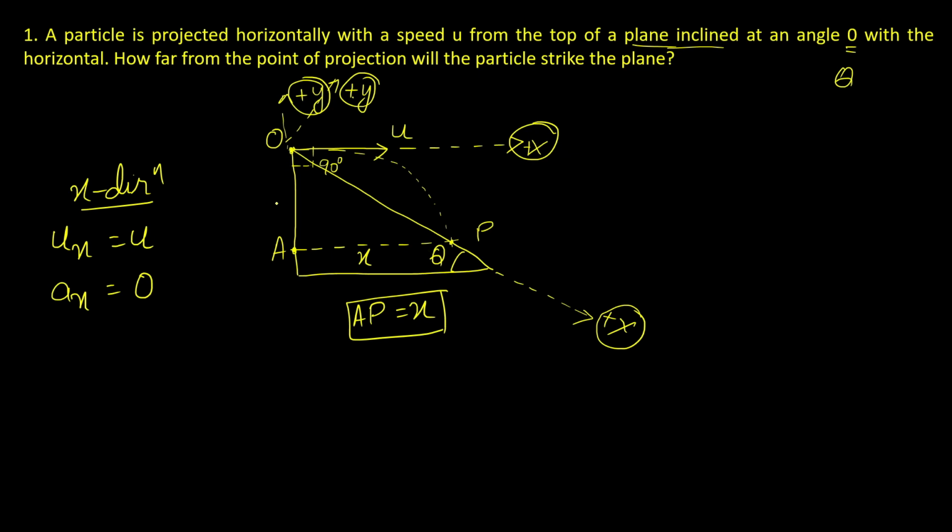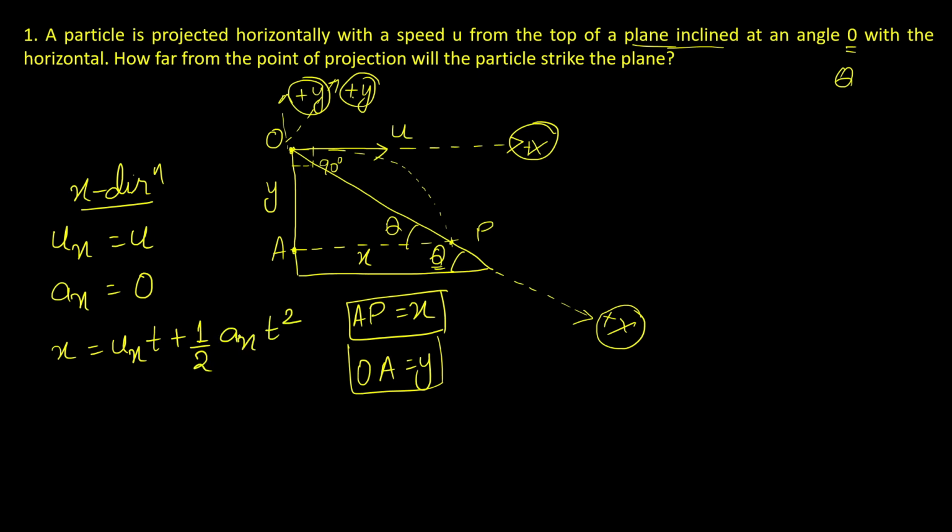And in the y direction, say OA is equal to y, which is the height where the particle is situated initially above the point P. And if this angle is theta, then this angle will also be theta by the corresponding angles we all know. Now writing the second equation of motion: x is equal to uxt plus half axt square, but ax is 0, so this is u into t only. This t is the time at which the particle reaches point P from O. So at time t the particle is at point P.